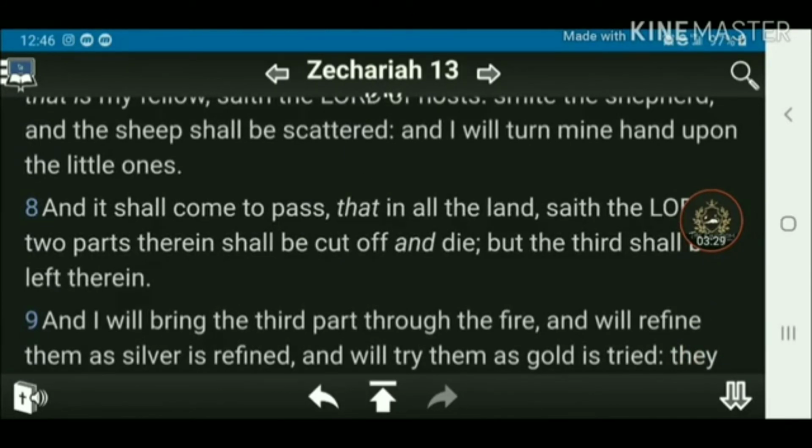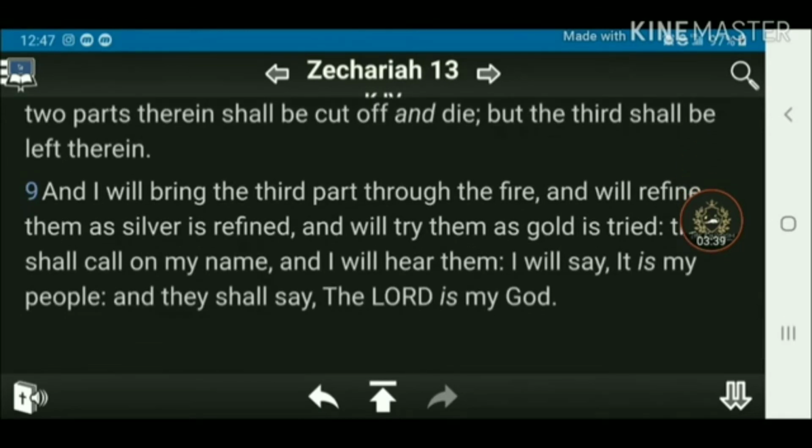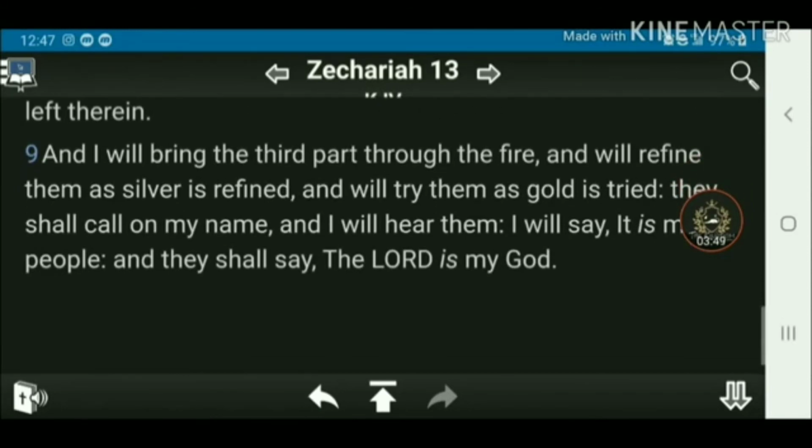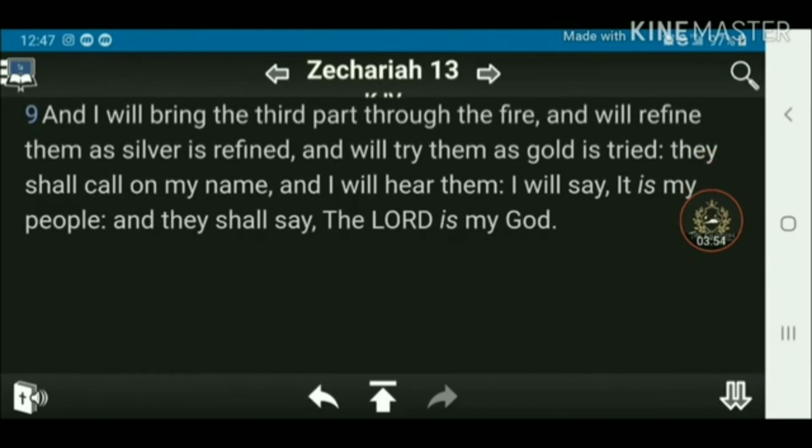And it shall come to pass that in all the land, says the Lord, two parts therein shall be cut off and die, but the third shall be left therein. That's the ones that's left. Remember what we read in 2nd Ezra, the 13th chapter. And I will bring the third part through the fire, and I will refine them as silver is refined, and I will try them as gold is tried. They shall call on my name, and I will hear them, and I will say, It is my people. And they shall say, The Lord is my power. All right. So that's Zechariah 13 and 8.